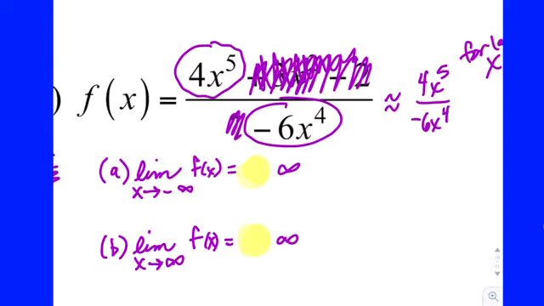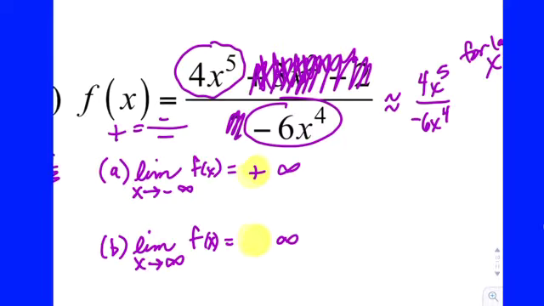Negative to the fifth would be negative, right? Times positive 4 makes it a negative in the numerator. And then if you plug a negative into the bottom, negative to the fourth is positive. But now times negative 6 makes it negative. So what's a negative divided by a negative? It's a positive. So this is going to be positive infinity as you go out to the left. Now, of course, you don't even have to put the plus sign in front, because if it's not there, it's implied that it's positive 1. But you could put it there for emphasis.